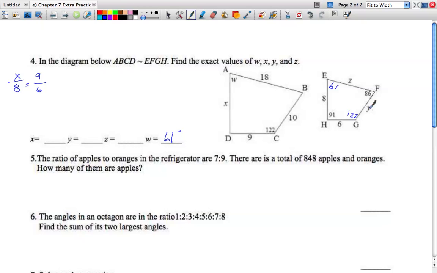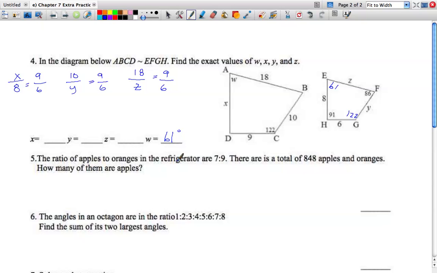Maybe we'll set up another one. How about 10 is to Y? 10 is to Y as 9 is to 6. And then for Z, 18 is to Z as 9 is to 6. So solve those all out.